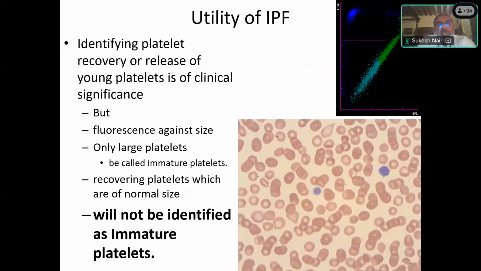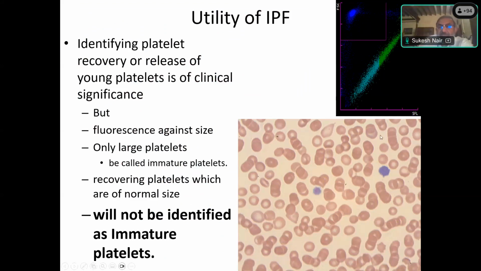But we also realize that IPF is based on a scatter platform, which compares fluorescence with the platelet size. The FSC is the platelet size and fluorescence. And there's almost 100% correlation between the size and the fluorescence: the larger the platelet, the more fluorescence it will have. Smaller the platelets, less fluorescence it will have.